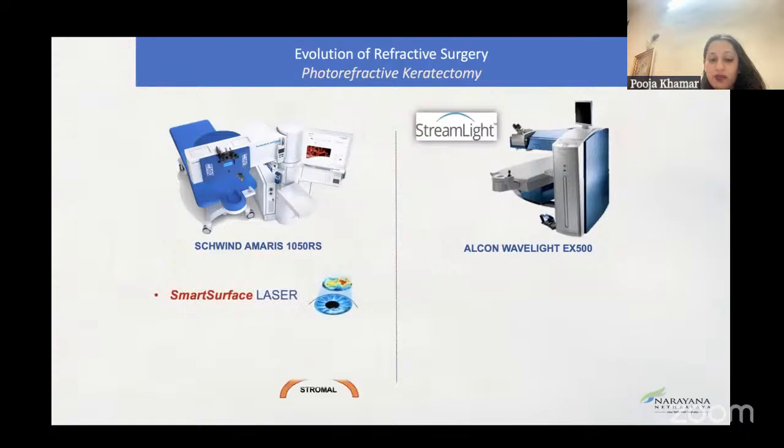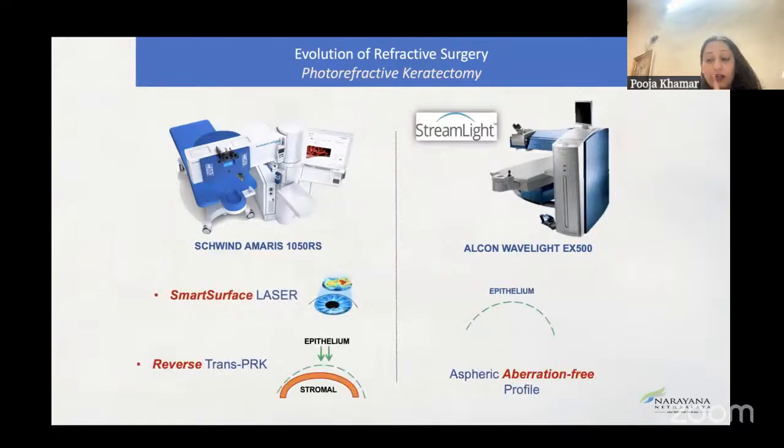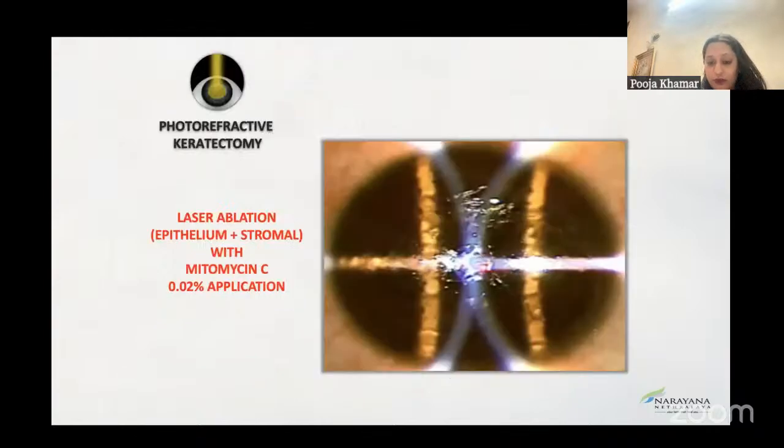Now trans PRK can be done with two machines right now. There are other technologies with which you can do trans PRK, but it's two-step. These are the only technologies where you can do it in one step. So you have your Schwind Amaris and Alcon WaveLight, a SmartSurf laser or a Streamlight, with which you can do a one-step PRK also.